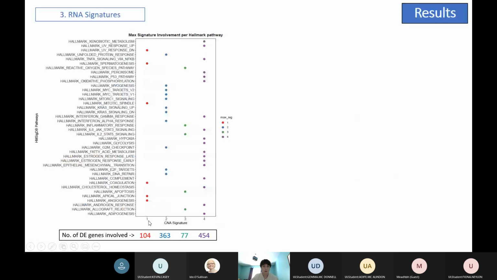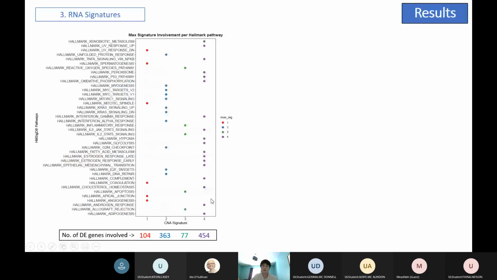But if I take CNA signature 1, for example, you can see that it was maximally enriched, meaning it had the highest number of genes enriched for this specific pathway. So the angiogenesis pathway, apical junction pathway, coagulation pathway, and so on. And you can see that CNA signatures 2 and 4 clearly dominate here, being enriched in the highest number of pathways and involving the highest number of genes.